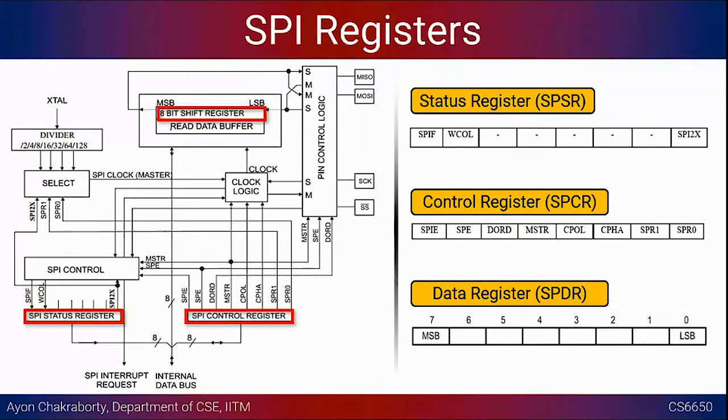On the top, we have the 8-bit shift register. So that is a physical register that resides in your microcontroller hardware. And then there are two registers. One is called the status register and the other one is called the control register. So these are the three registers that are responsible for your SPI operation.